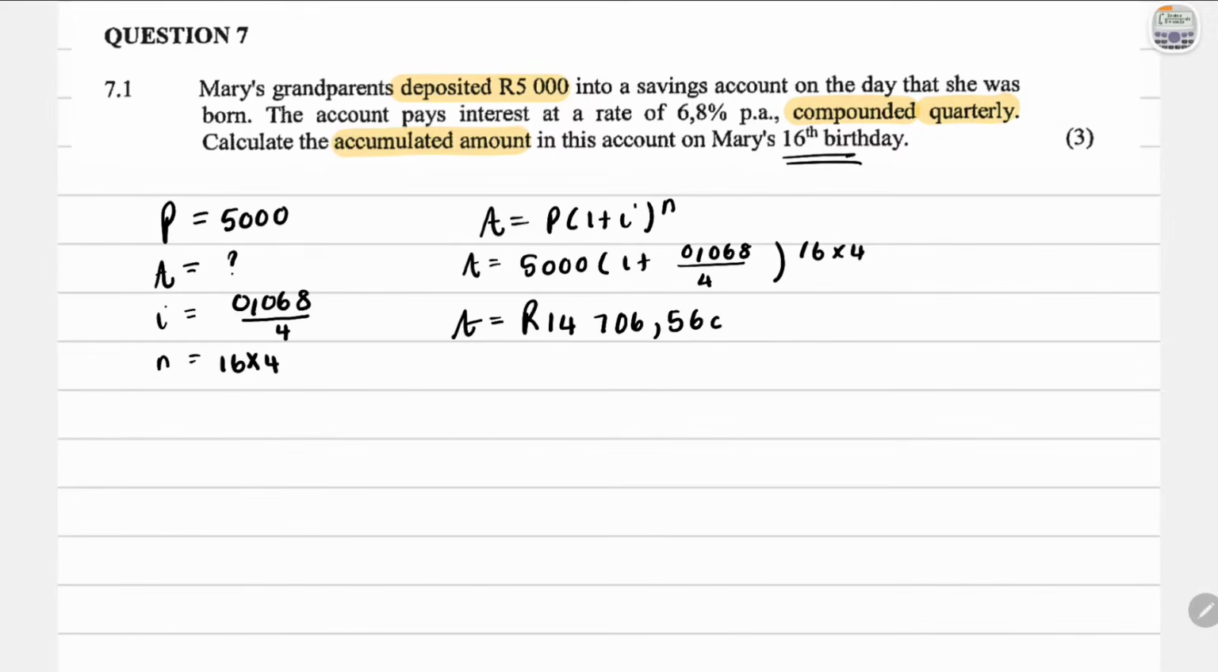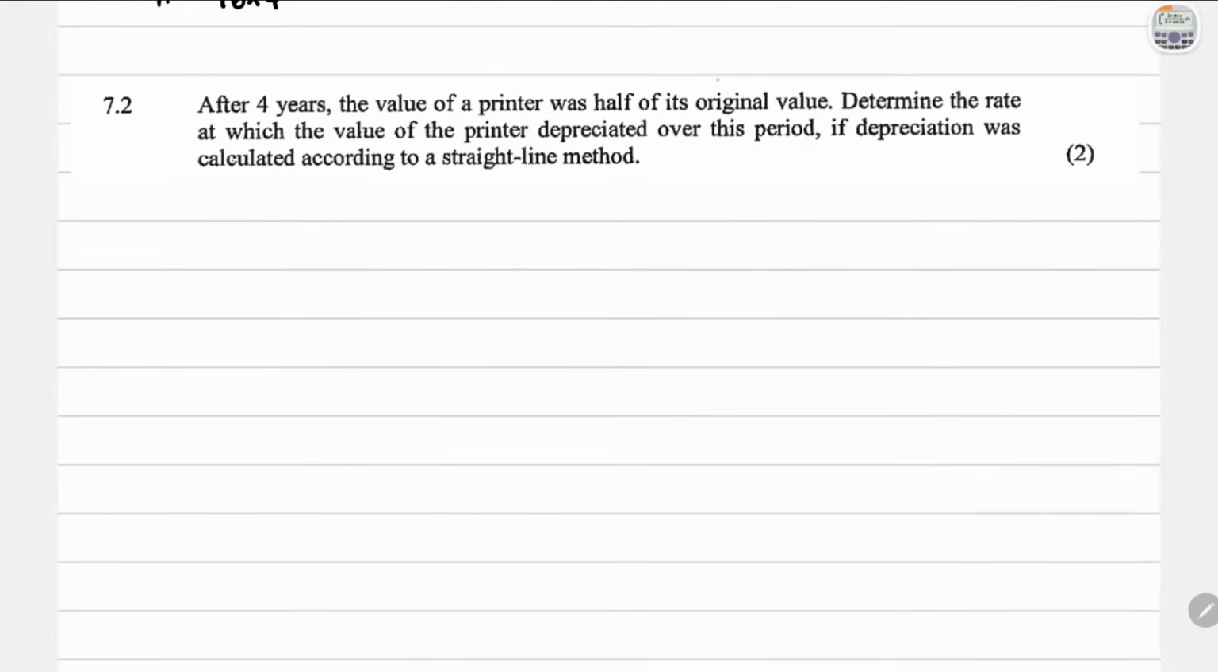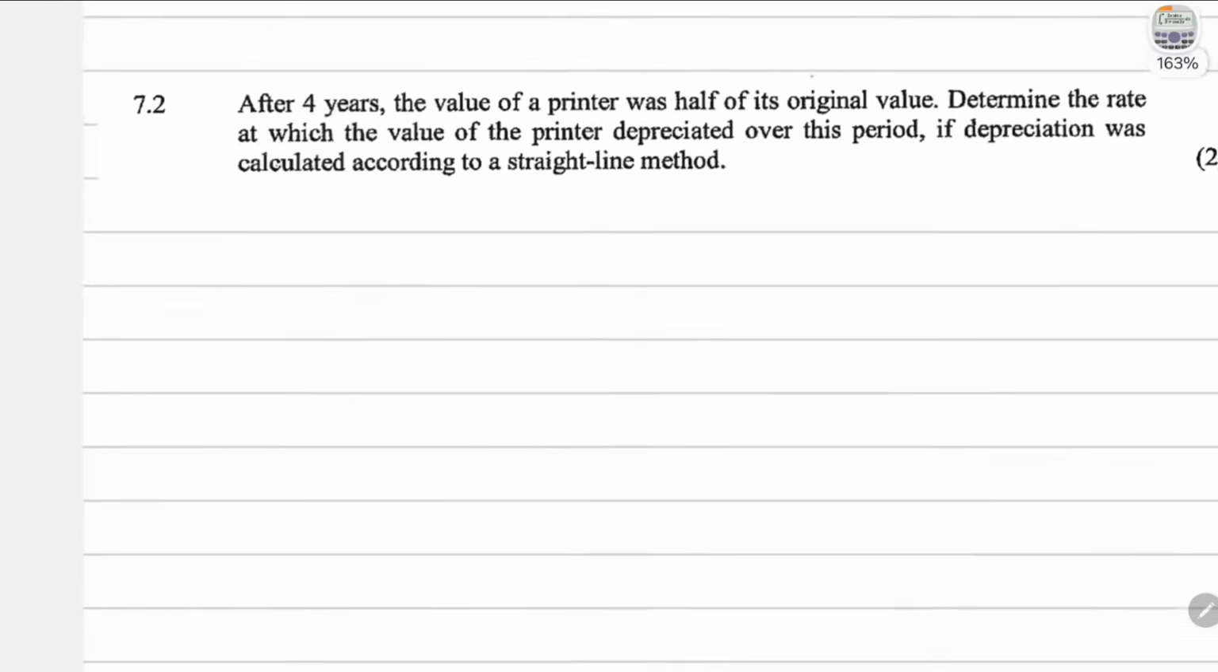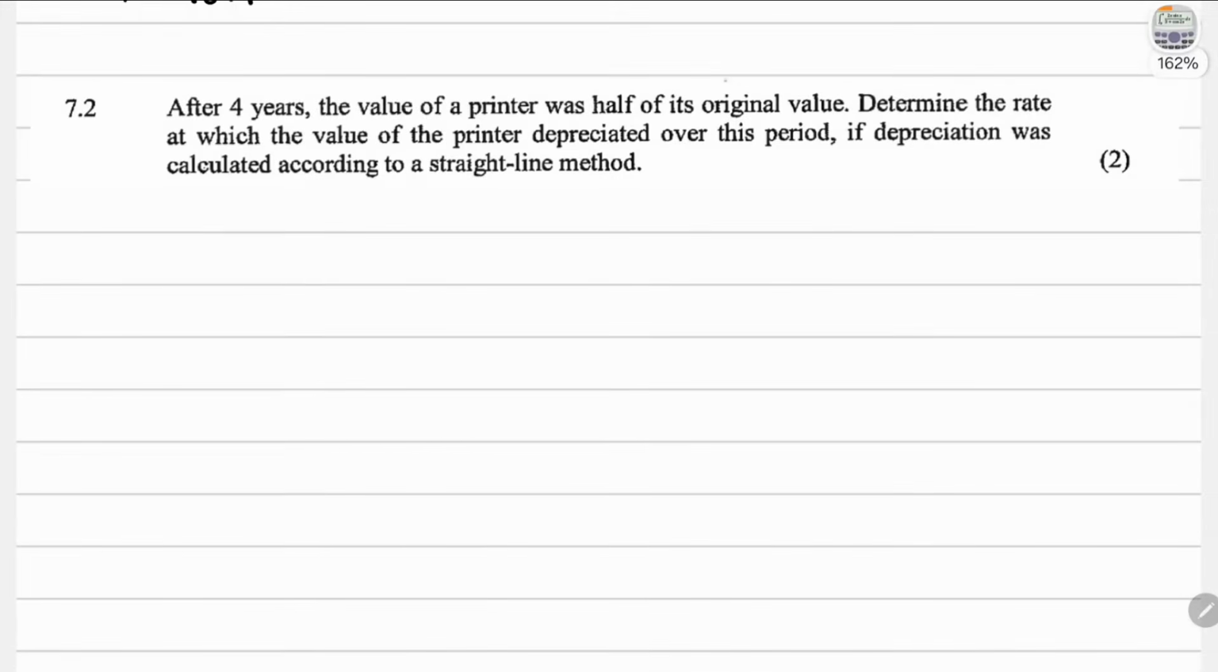Moving on to the next question. Okay, we're on 7.2 and 7.2 says, after 4 years, the value of a printer was half of its original value. Now, you know, I like to take notes as I read these questions. So they say that there's a printer, it has a value. So it starts off with something.